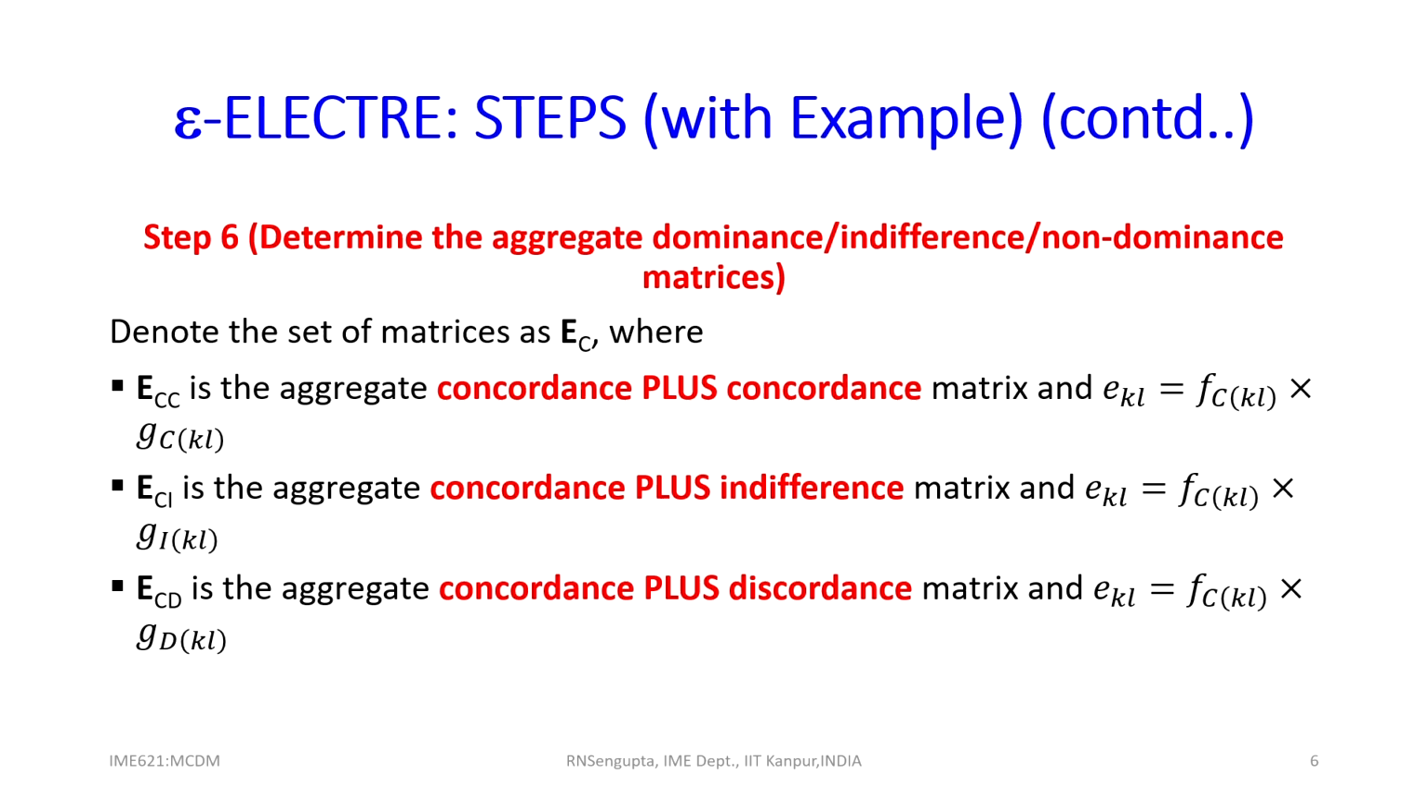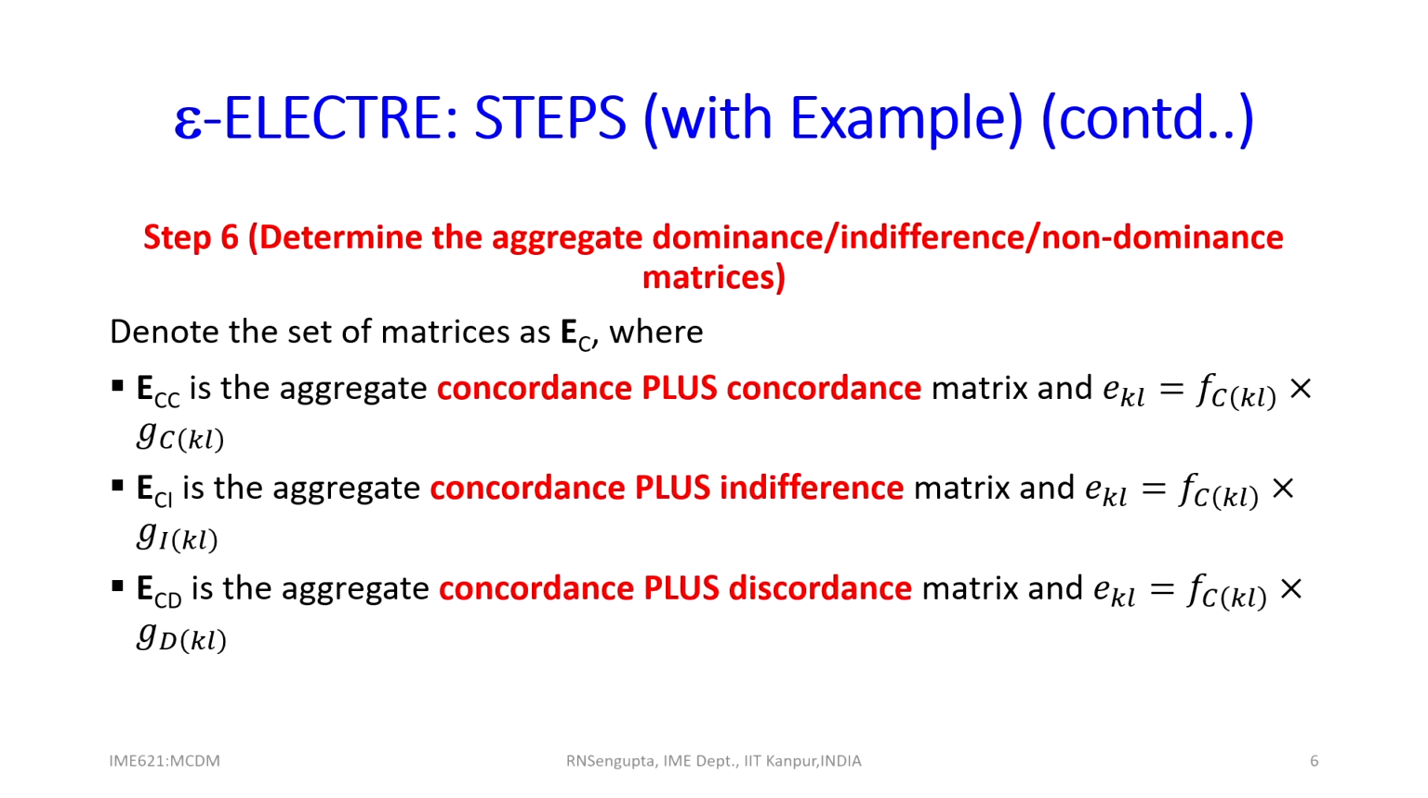So, we determine the aggregate dominance, indifference and non-dominance matrices, or consider the concordance, indifference and discordance matrices, which we denote by ECC, which is the concordance plus the concordance matrix. ECI means the concordance plus the indifference matrix. I will highlight it. The words are highlighted in red, but I will particularly highlight with color: concordance with green, indifference with blue and discordance with red. So, let me do it.